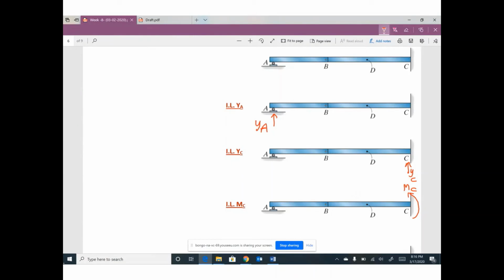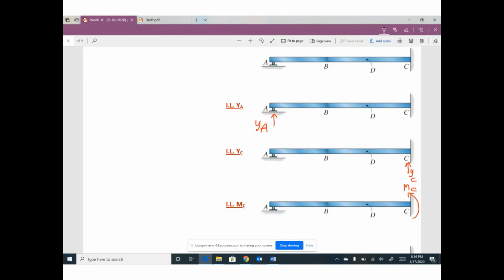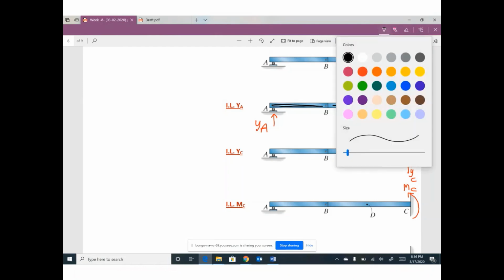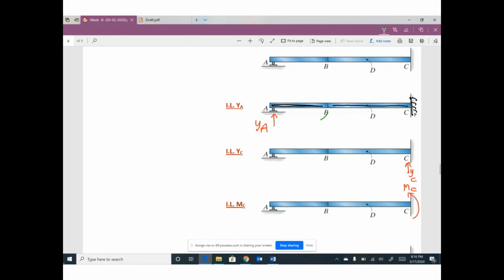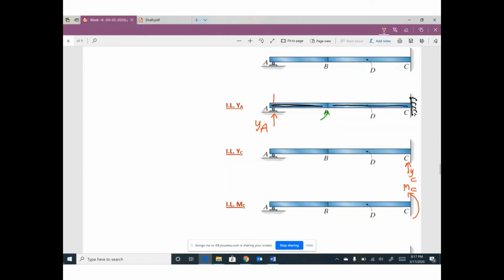So push support A up by 1, but before pushing anything up, you have to figure out how many parts do you have. Actually, we have this part and we have another part supported by this fixed. In between, at this location, we have something called pin connection. So let's go back to confluence line of YA. Push support A up by 1.